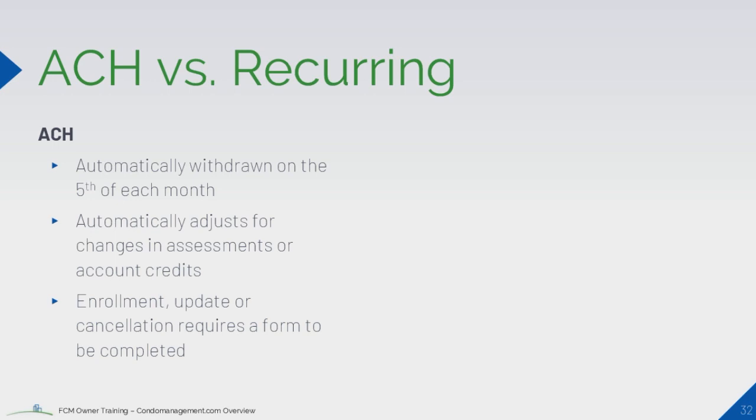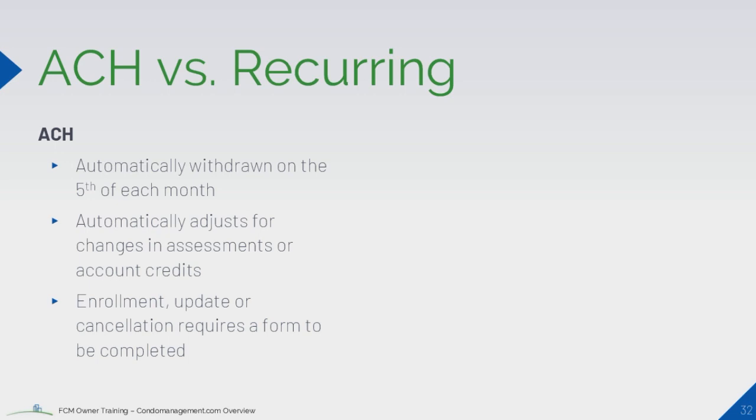So since we're on the subject of talking about payment methods, I just wanted to talk about our ACH, our automatic debit program, and talk about some of the benefits and how it compares to the recurring payment option offered through condomanagement.com. So ACH is automatically withdrawn on the 5th of every month, and it automatically adjusts for changes in assessments or account credits. So it's really convenient because there's not a lot of thought that needs to go into ACH since it automatically adjusts.